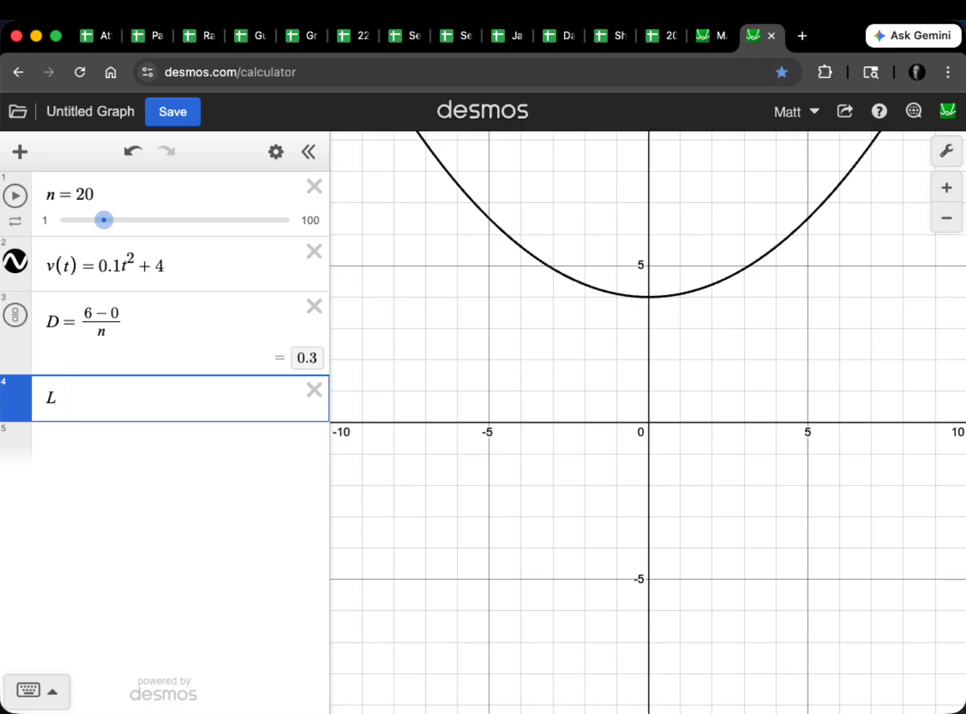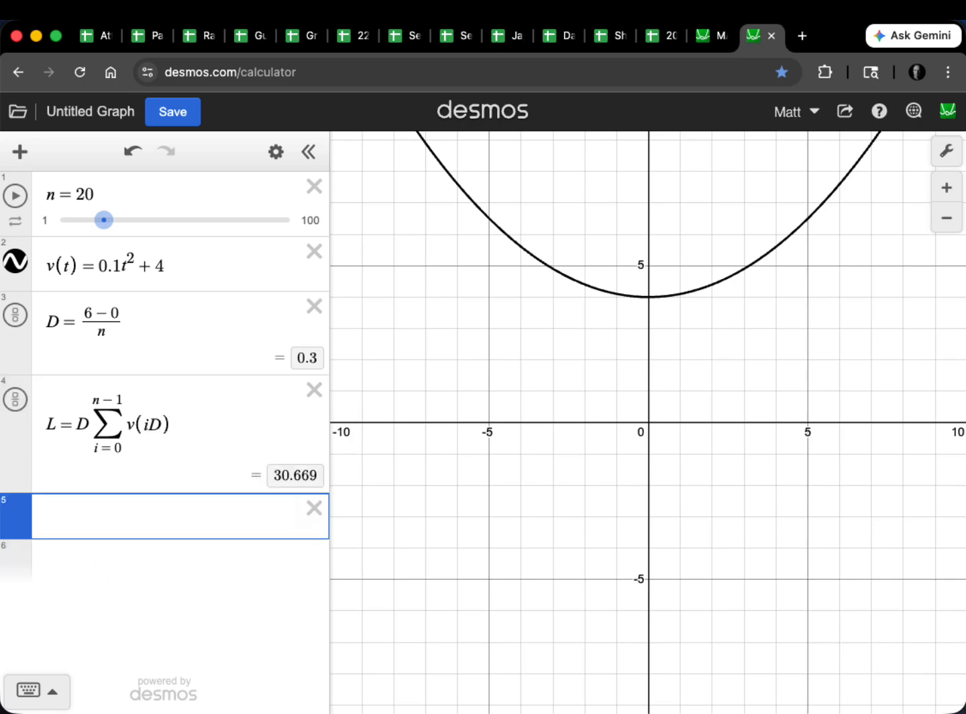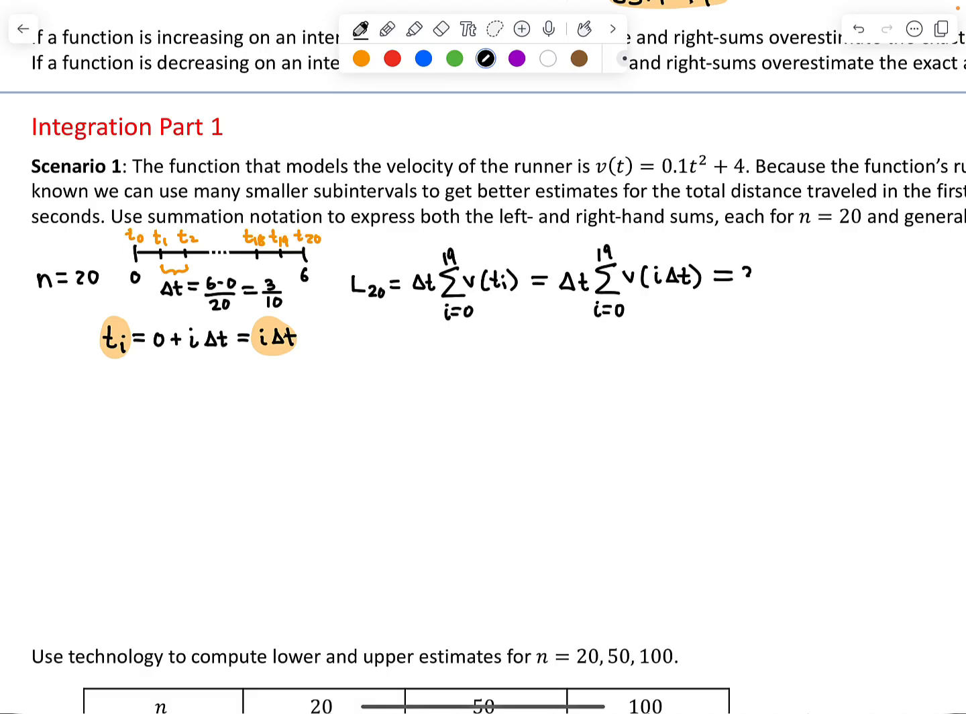And now I'll use capital L for my left-hand sum. This is equal to delta t times the summation sign. In Desmos, just type in sum for sum. I'll change the index to I and go from I equals 0 to n minus 1. Now for the summand, we do the velocity evaluated at I times delta t. We're getting an answer that has a decimal form. We can convert to fraction if we would like. And since this answer is exact, it's not a rounded decimal, I'll say equals 30.669, and this would be measured in feet.